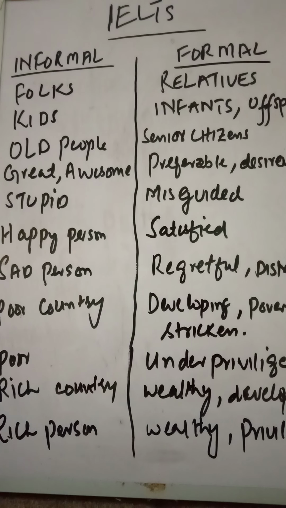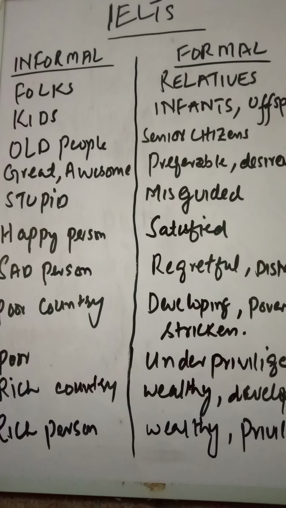Today I'm going to teach you the informal and formal words for IELTS test. So let's begin with folks. Folks is informal, so you should avoid using it in your IELTS writing. And relatives is formal. Kids is informal. Infants, your offspring, it's formal.